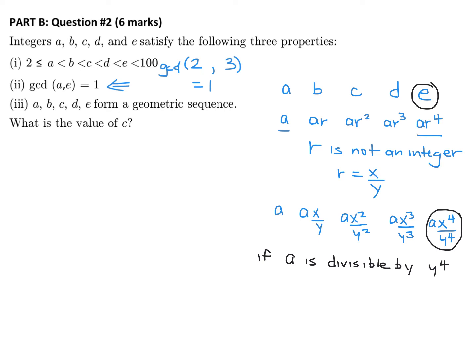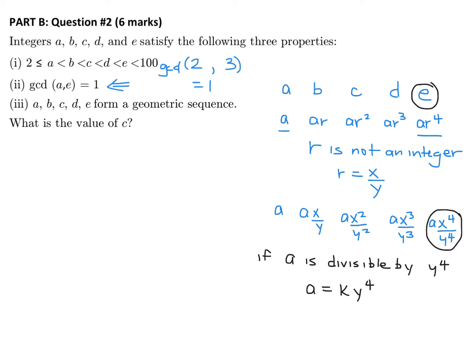So that means we can write A in terms of y to the power of 4, as k times y to the power of 4. If it's divisible, then it's just a multiple of y to the power of 4. Or, for example, if it's 8, then y to the power of 4 could be, say, 4. We just have to ensure that we have some sort of a multiple.